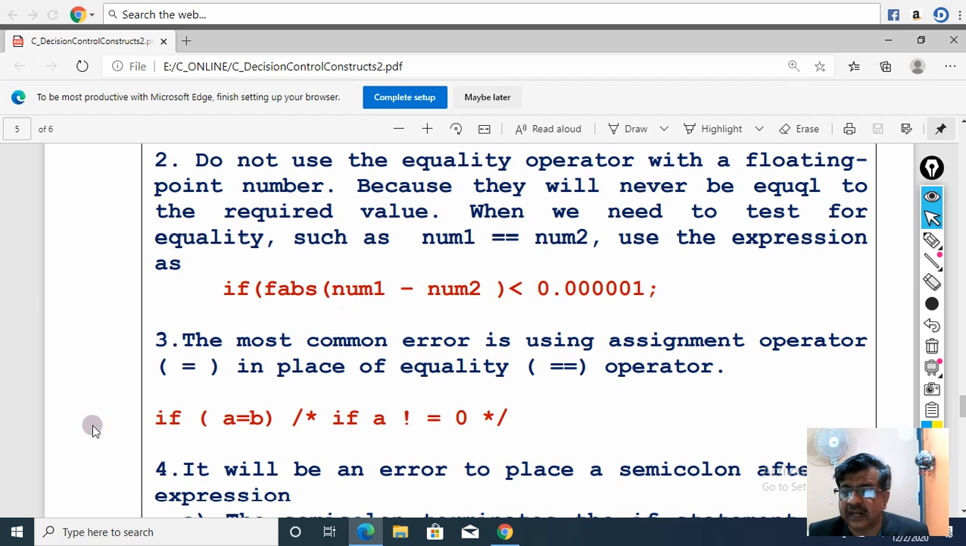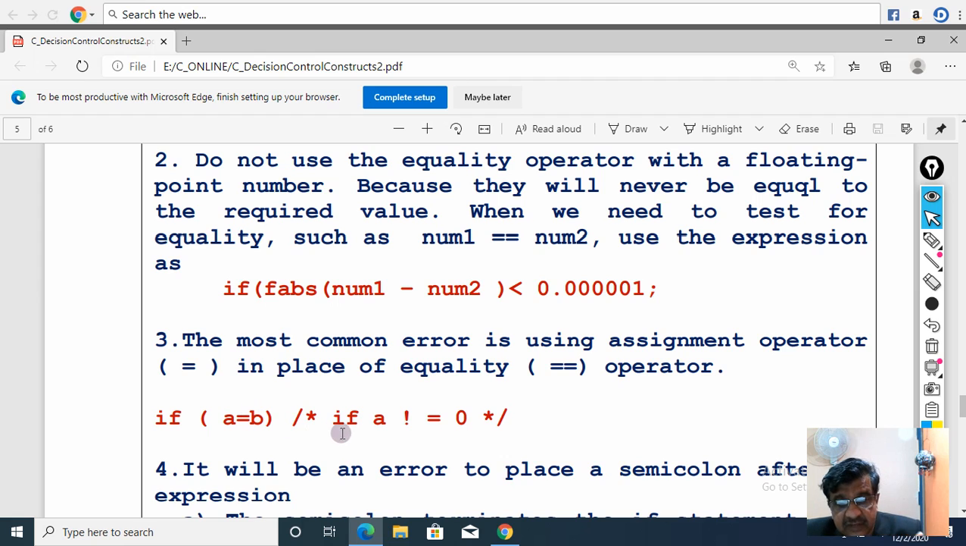The most common error is using the assignment operator equal to in place of the equality operator. See here is an example: if A equal to B, in place of 2 equal signs we have used 1. Then the compiler is going to translate it as if A not equal to 0. So this is not a compiler error, instead it is a logical error.